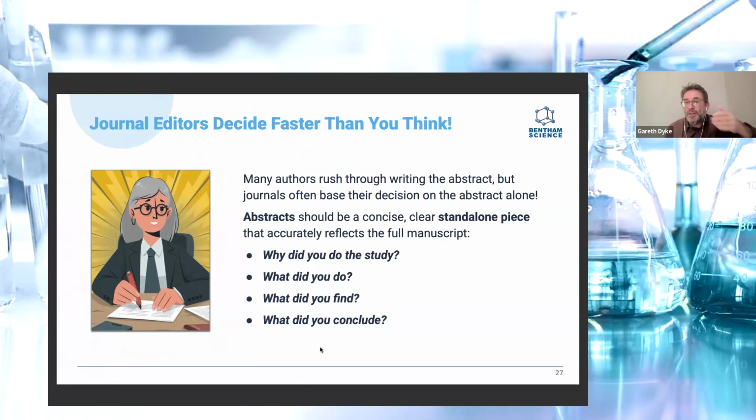Journal editors, when they get your paper in at the editorial office, will decide faster than you think about whether this paper is suitable for the journal or not, whether this paper should be sent out for review or not. And they do tend to read the title and the abstract first of all. So they've got to be accurate. The abstract of your paper should be concise, a clear standalone piece that accurately reflects the full manuscript.